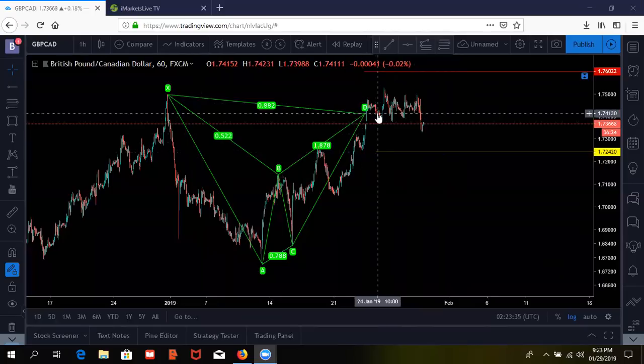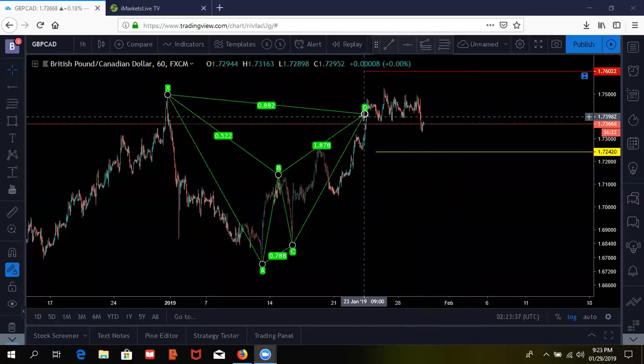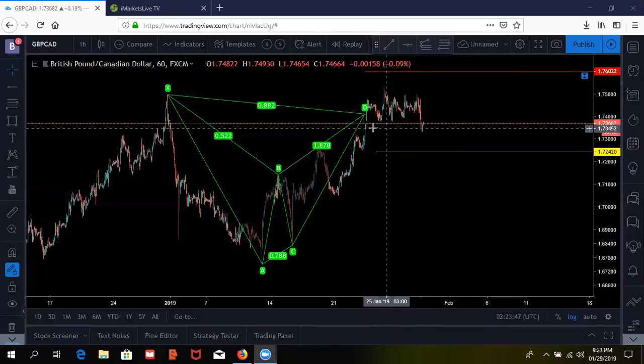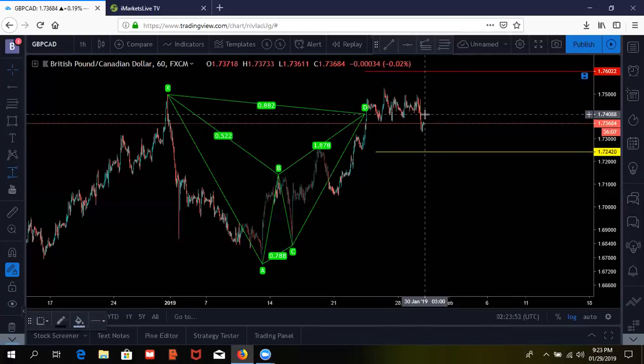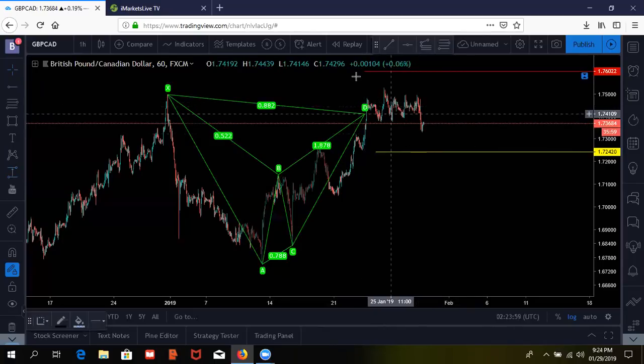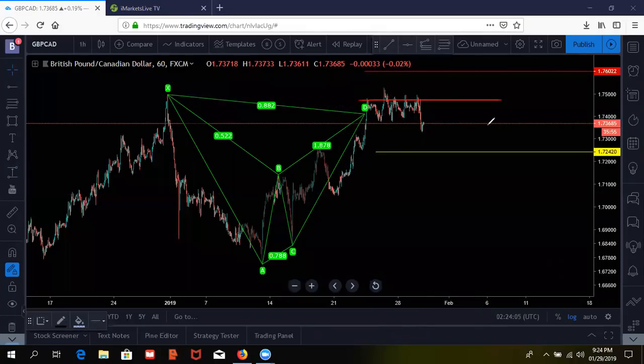So with GbpCad, we got in this trade last week, I think it was last Wednesday. We got into this trade for a sell, and we got in right here. We were up about 80 pips on that trade. Had a little bit of drawdown, perfectly fine. What happened with this trade, you got that consolidation right there, right? Price came up here, consolidated, and then finally decided to push to the downside.